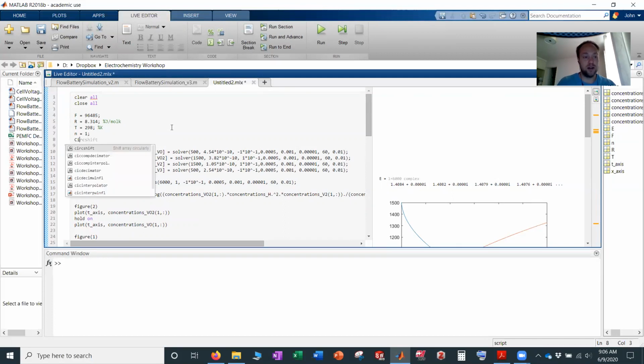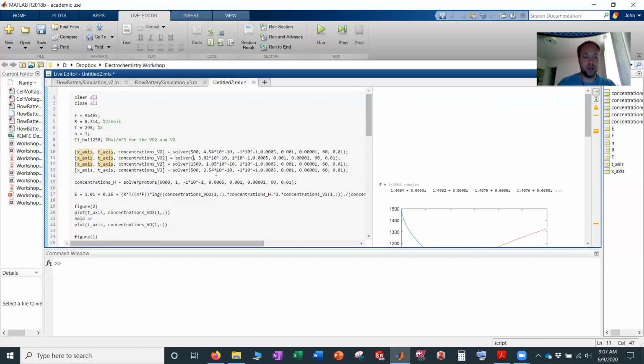So let's put in our initial concentration for the high side. Those are the ones that'll start high, like the 1500s. Let's start these at 1250. This is moles per meter cubed, and this would be both for VO2 and V2. Those are your reactants. And then we'll change in here. This will be CI high.